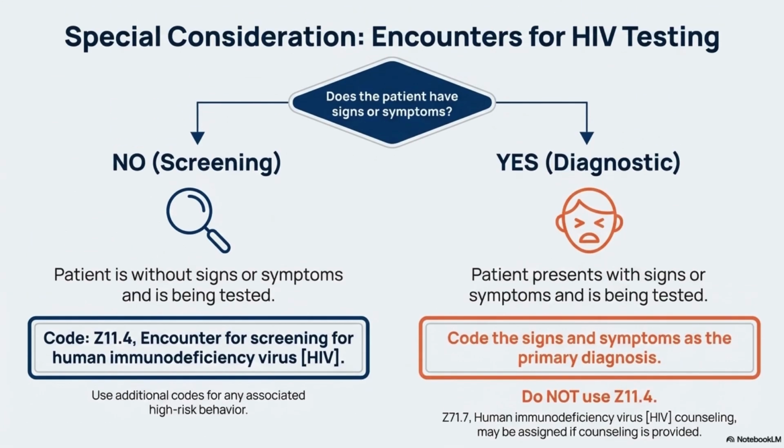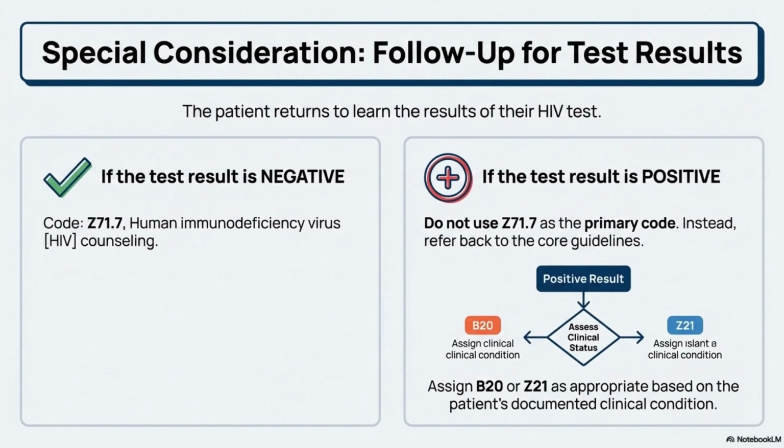For screening with no symptoms, we use Z11.4. If the patient has symptoms and is being tested, we code the symptoms, not the screening code. If counseling is provided, we can add Z71.7. If the patient returns for results and the test is negative, we use Z71.7. If the test is positive, we go right back to our main decision tree: symptomatic or asymptomatic.